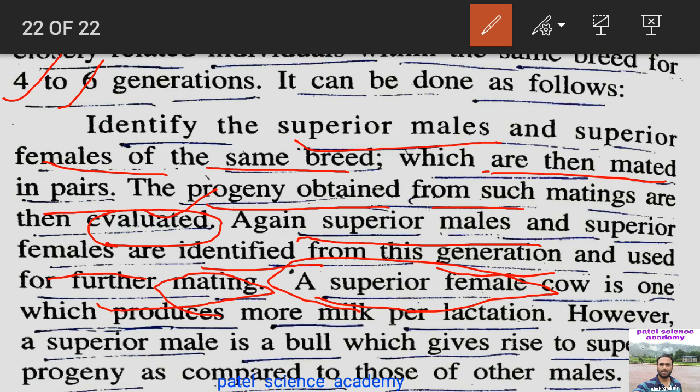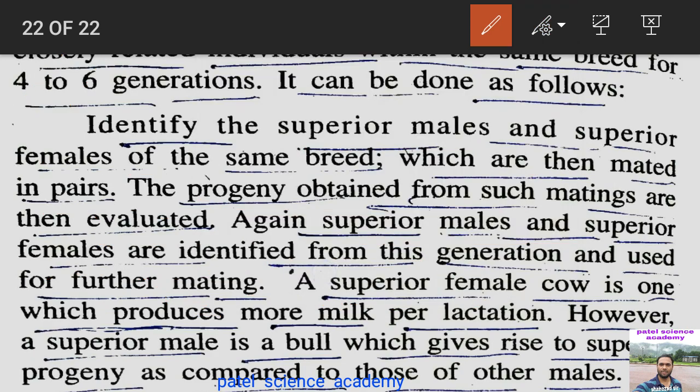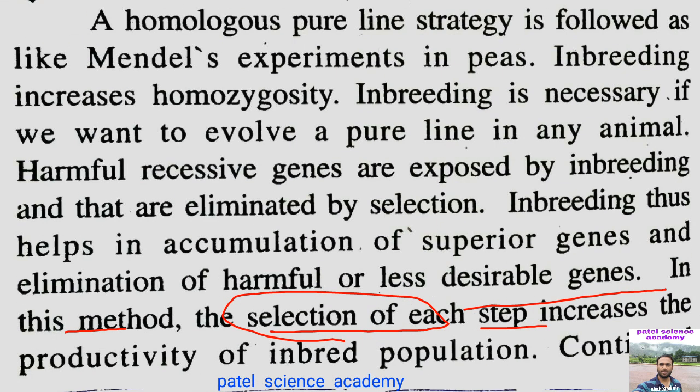What is a superior female? A superior female cow is one which produces more milk per lactation. The superior male is a bull which gives rise to superior progeny as compared to those of other males. These are called superior female and superior male. Superior females and males always have some superior quality in their features as compared to the normal animal.